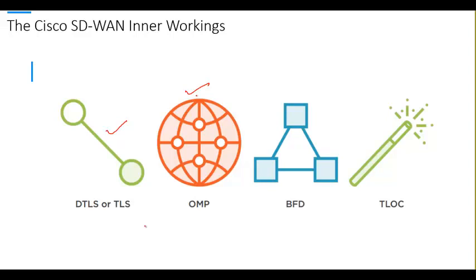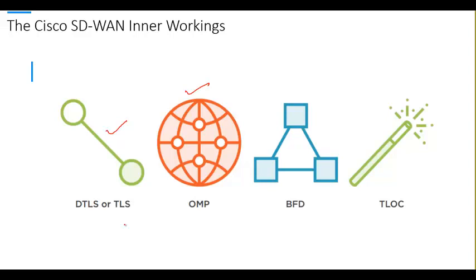Now, does it use any specific algorithm to calculate the best path? See, the protocol that we specify on the vManage. On the vManage, we may ask to use OSPF or BGP or IS-IS. EIGRP is not available as of now. So we specify those routing policies through the vManage.